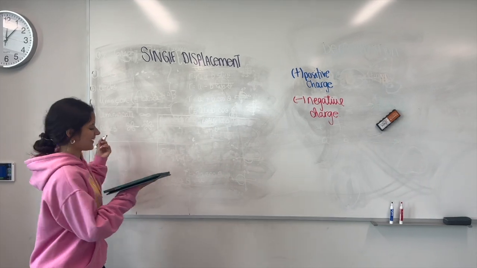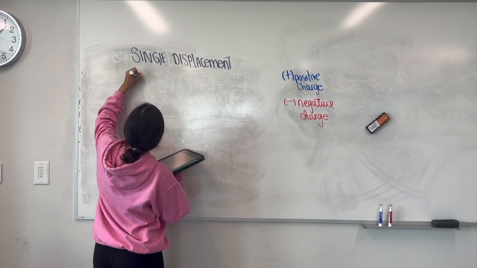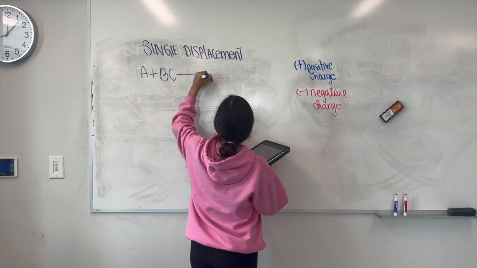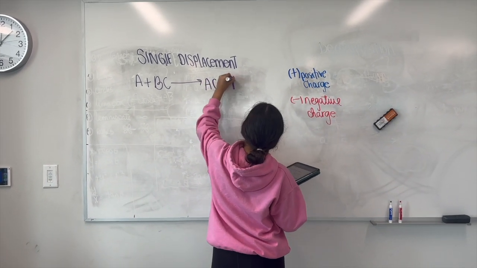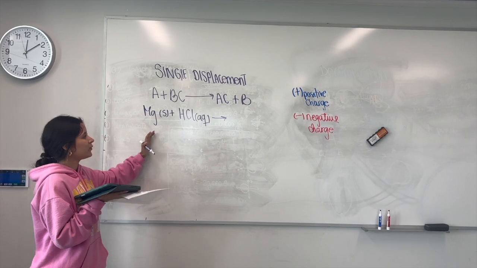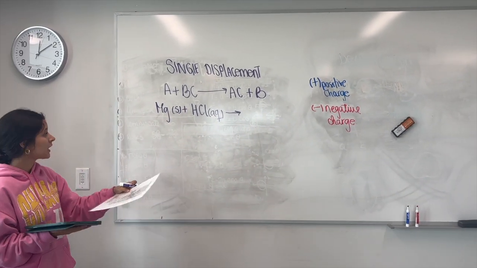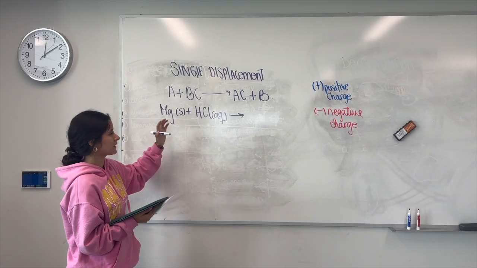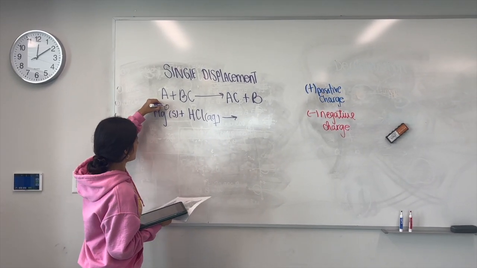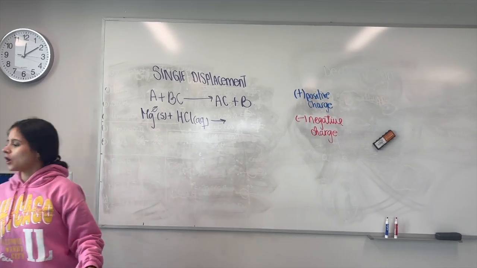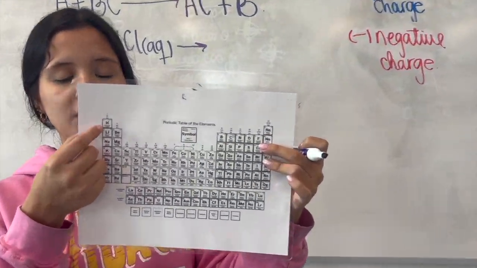So basically a single displacement is A plus BC, arrow, which indicates that a chemical reaction happened, AC plus B. So on this side we're going to have the reactants, and then we have the arrow that indicates that a chemical reaction has occurred. So then, magnesium is by itself, so that means that it has a neutral charge. And then on the other hand, we have hydrogen. So here on the periodic table, we have that hydrogen is +1.